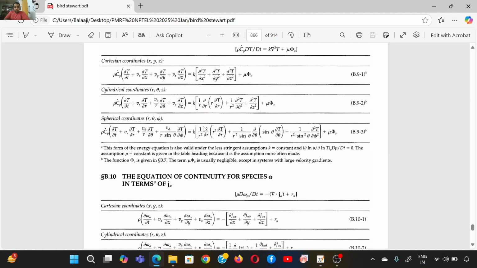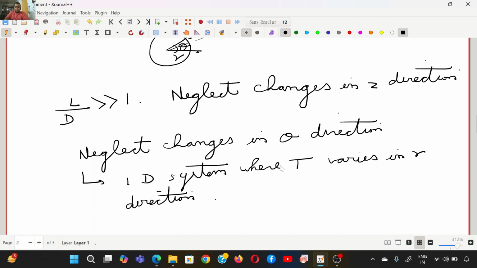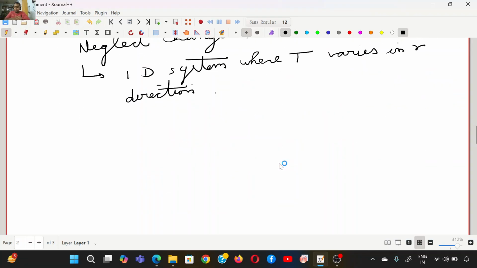Go back to the equation of energy. So this del square T by del theta square is not there. Del square T by del z square is not there. Okay. Instead of viscous dissipation, we just have the heat source term here. So we just have 1 by r del by del r of r del T by del r. That term is only del square in the cylindrical coordinate system, since we are neglecting the changes in theta and z direction.